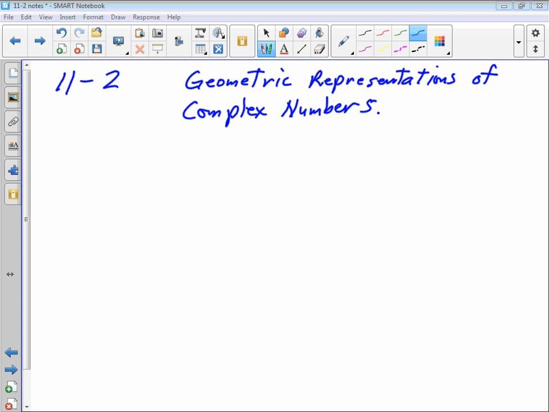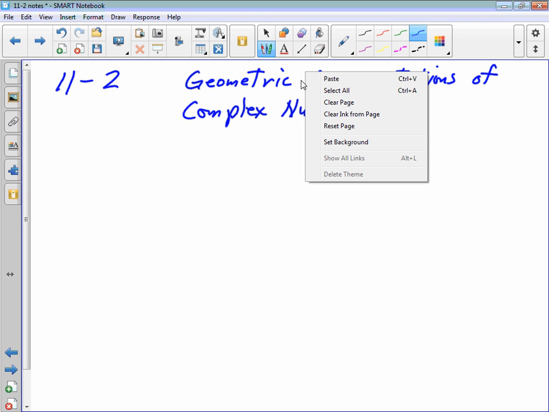Well, good afternoon, everyone. Today we're talking about geometric representations of complex numbers. So this is 11-2 and I wanted to hit a couple items here.